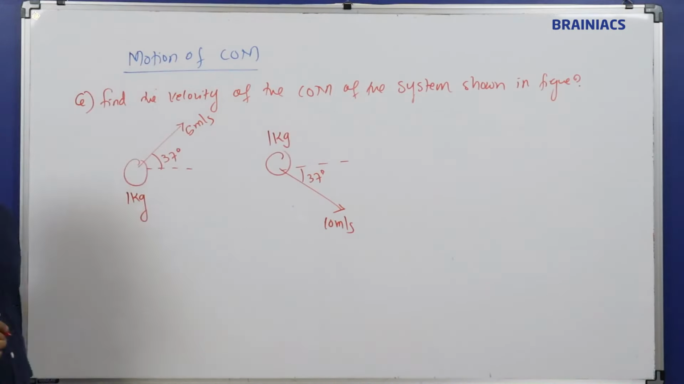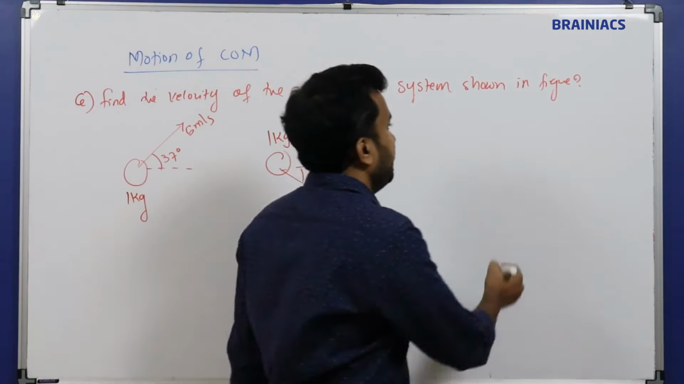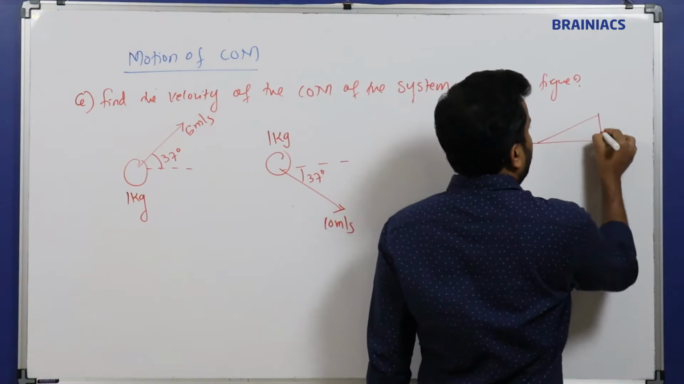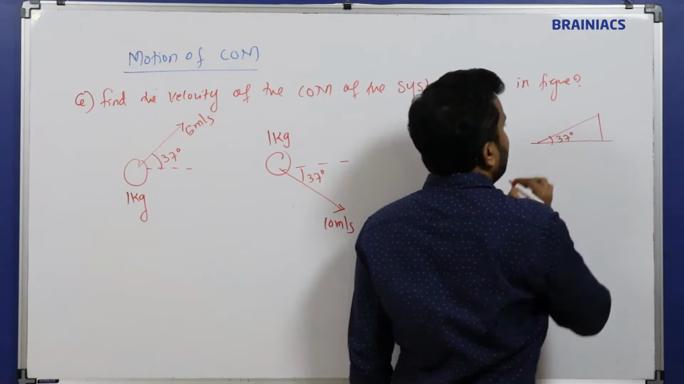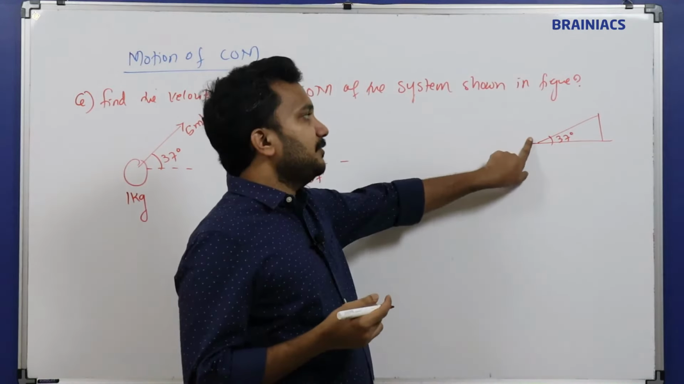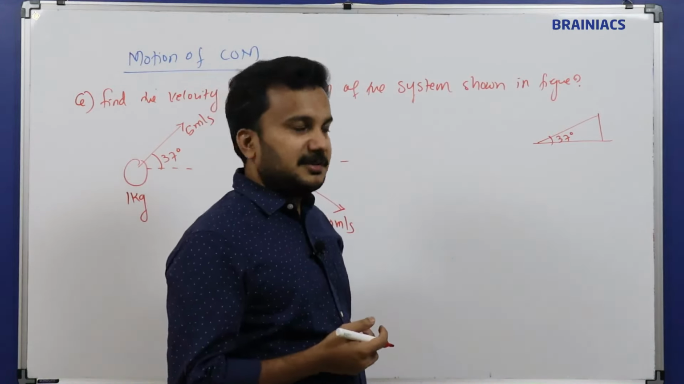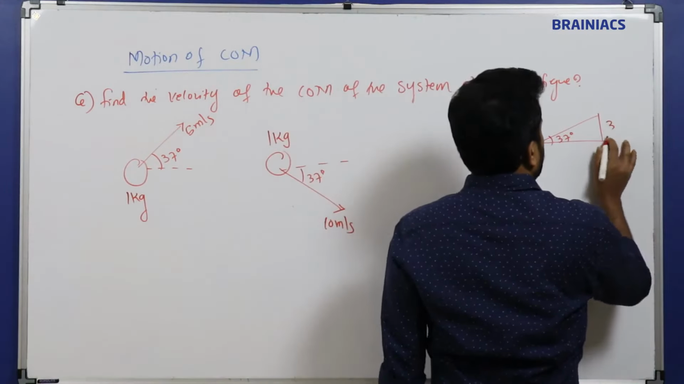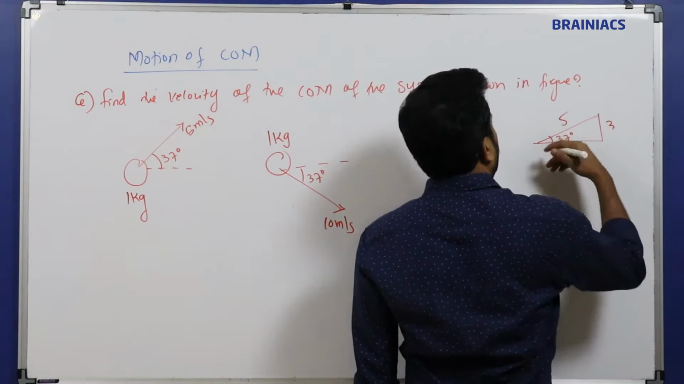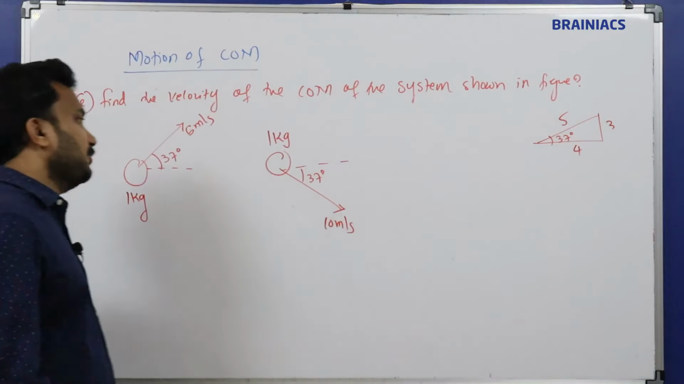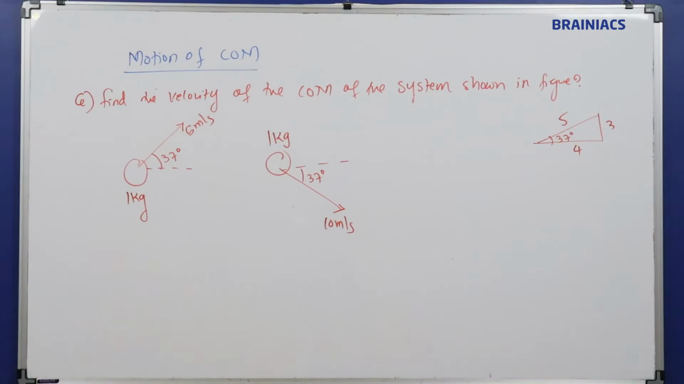Whenever you see 37 degree, immediately you simply draw a triangle like this one. This is very important because cos 37 and sin 37 values sometimes may be given in the paper, sometimes may not be given. So this is 3, 4, 5. Do not confuse, the opposite side is always 3. Okay, so what are we going to do?